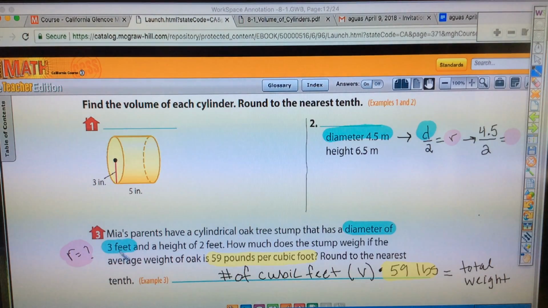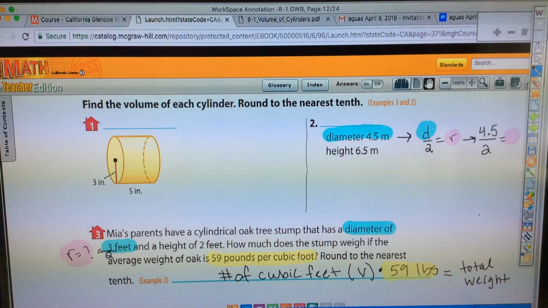So they're giving you the diameter of the tree stump, as well as the height. Of course, you need radius. So go ahead and take that 3 feet and make sure you divide it by 2 to get the radius. And then basically you're going to take that volume, which is the number of cubic feet, and multiply it by 59 pounds per cubic foot. That's going to tell you the total weight.